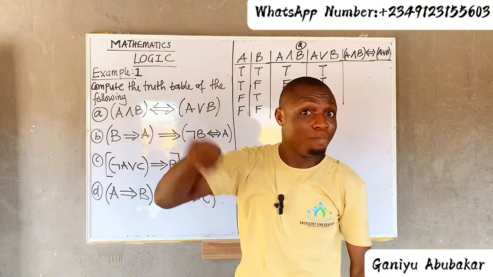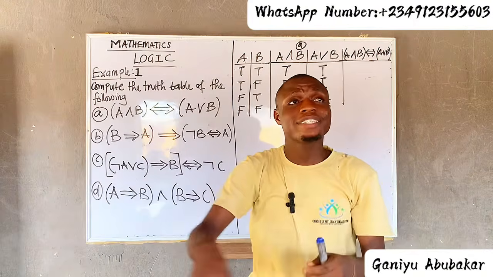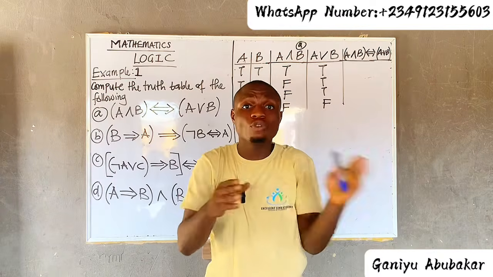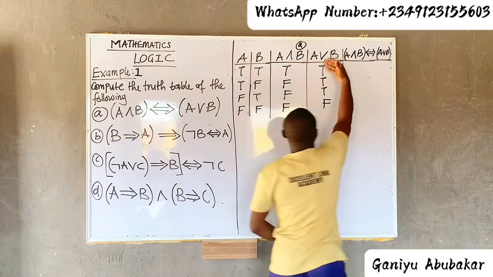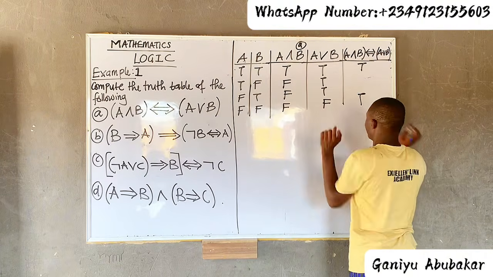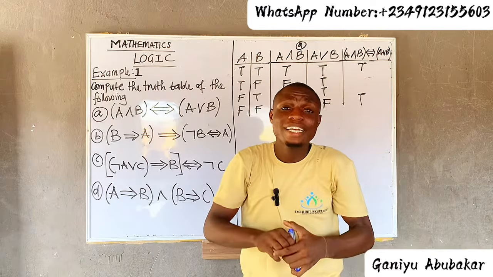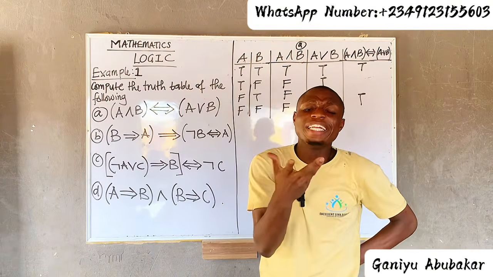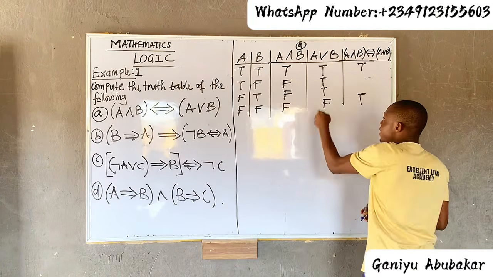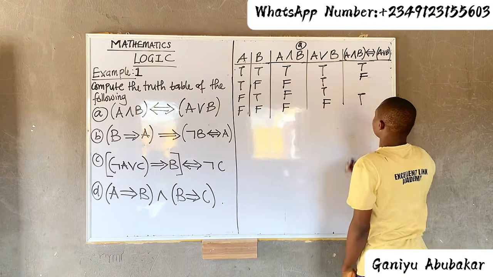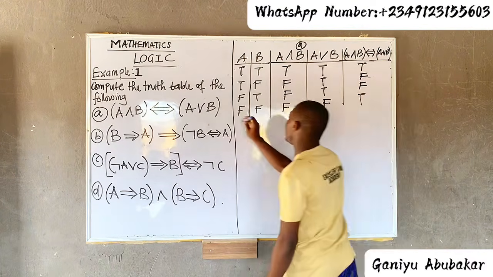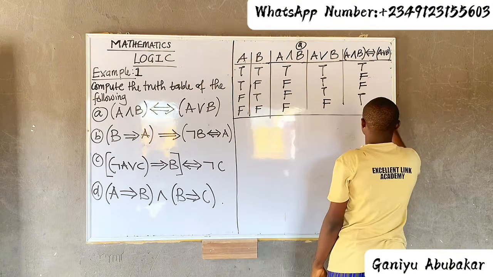I said for implication that if I have true, true, or false, false, any repeated pair, my answer is true. Check out for any repeated one. True, true is true. False, false is true. Second thing is that for implication, if it contains at least one false, the answer becomes false. Check this one, false, true. There's a false there, my answer becomes false. True, false, there's a false there, my answer becomes false.